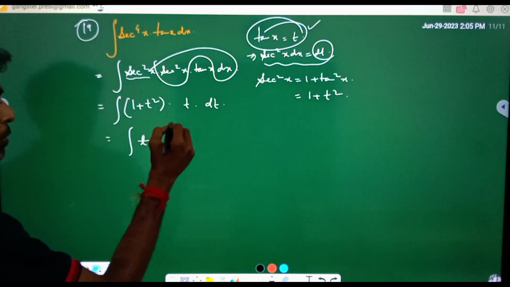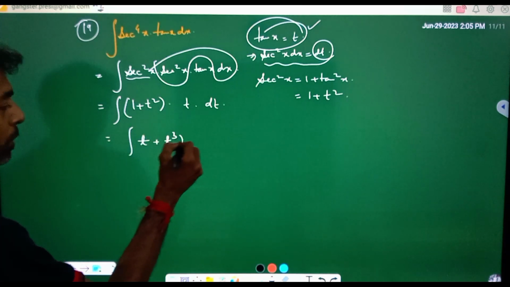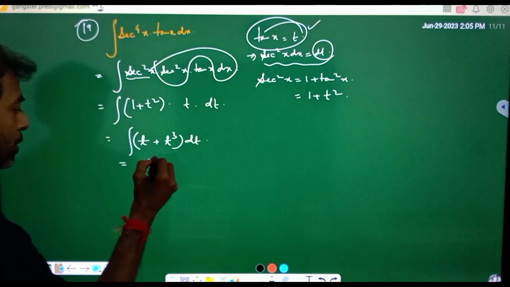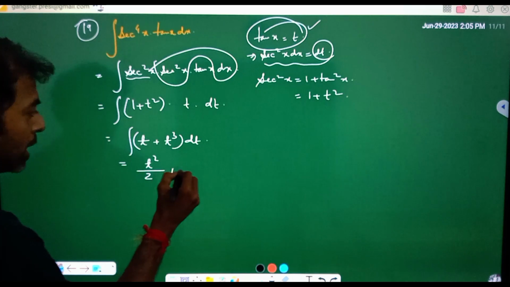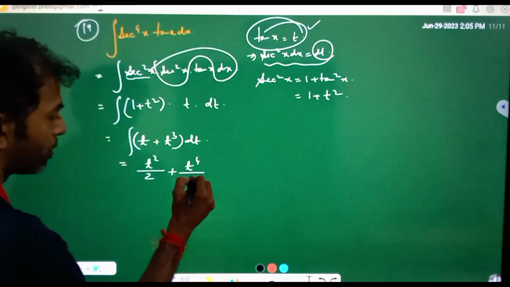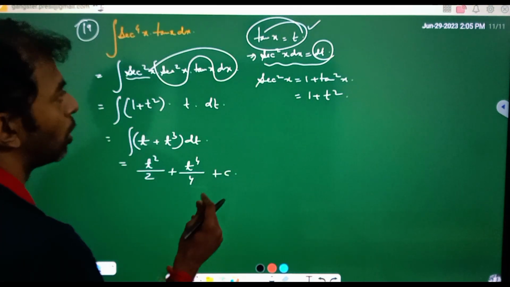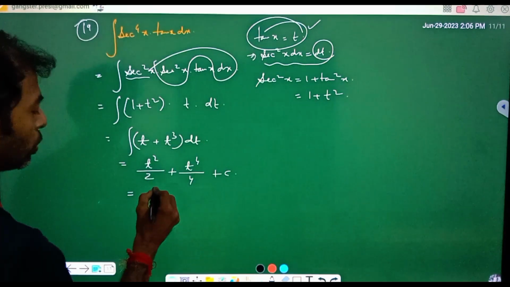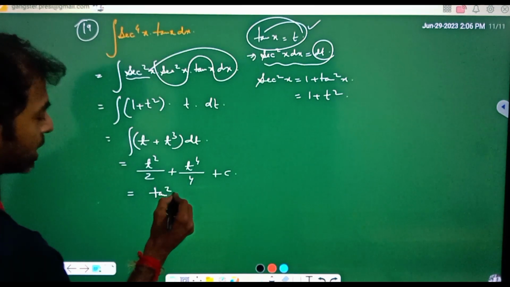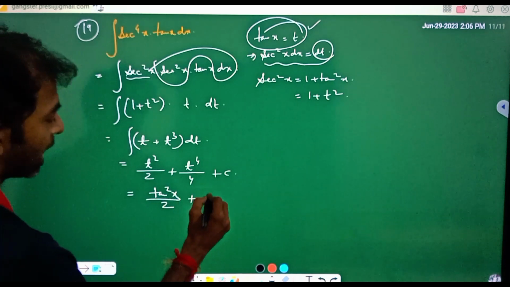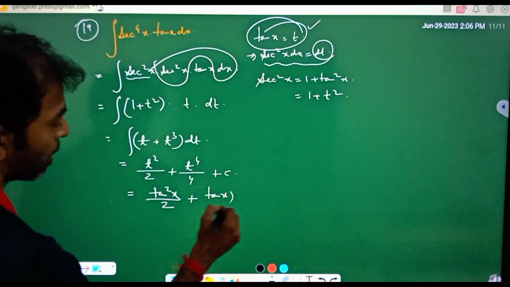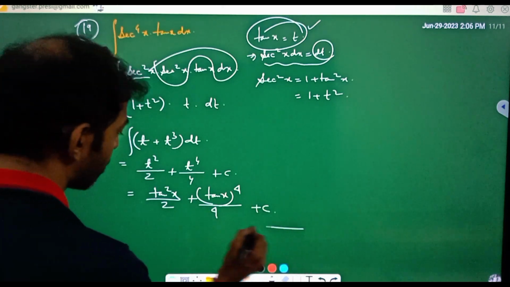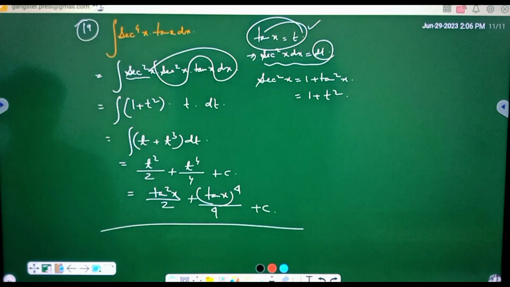Now what will be the result? t plus t square into t, that is t cube, into dt, and the integration gives t square by 2 plus t to the power 4 by 4 plus c. Now what is the value of t? The value of t is tan x, we all know that. So that will be tan square x by 2 plus tan x power 4 by 4 plus c. That's the problem.